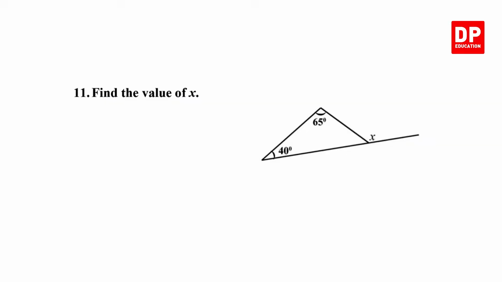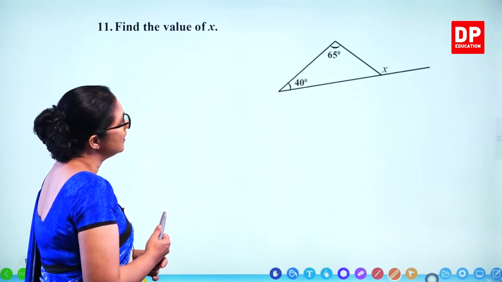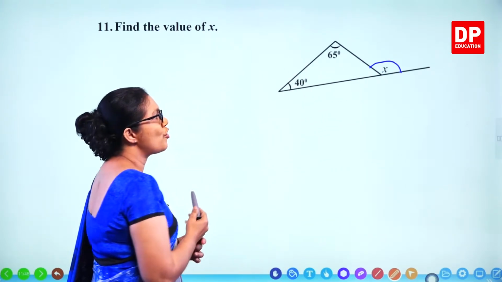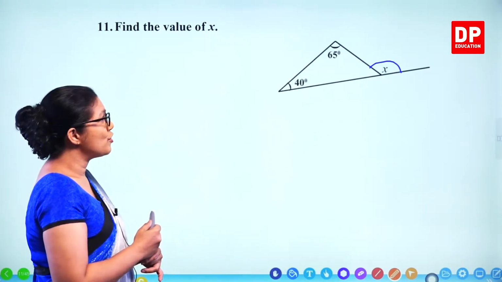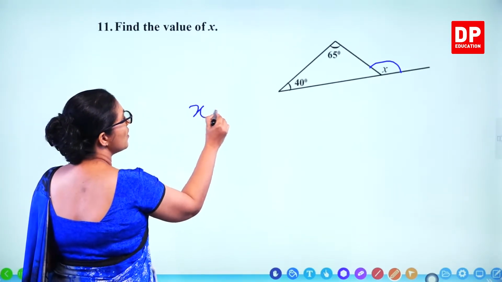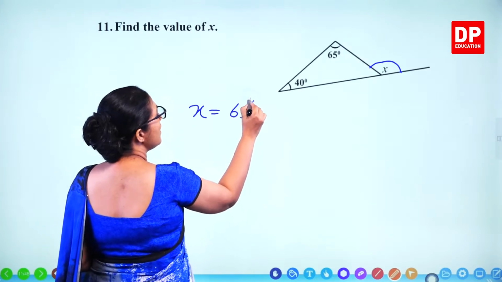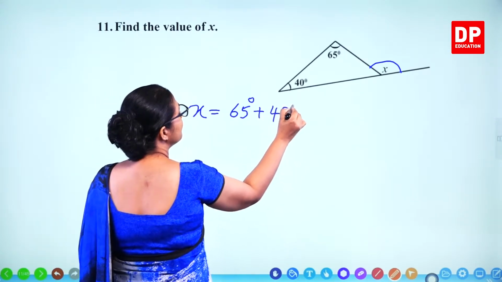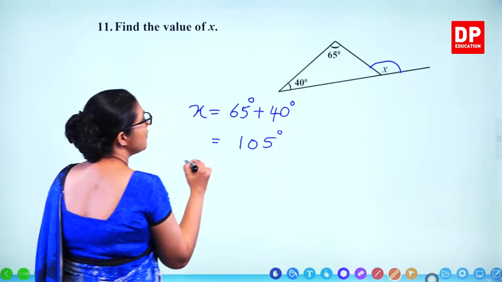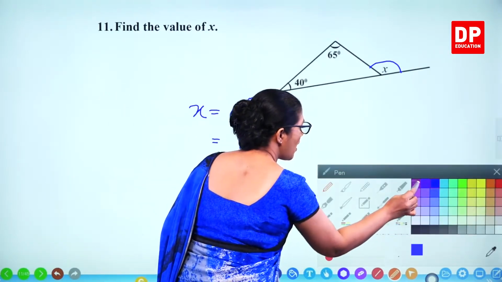Question number 11. Find the value of x. X is the exterior angle. What you know about exterior angle? That's equal to the sum of opposite interior angles. So x is equal to 65 and 40. You get 105 degrees. So 2 marks for that.